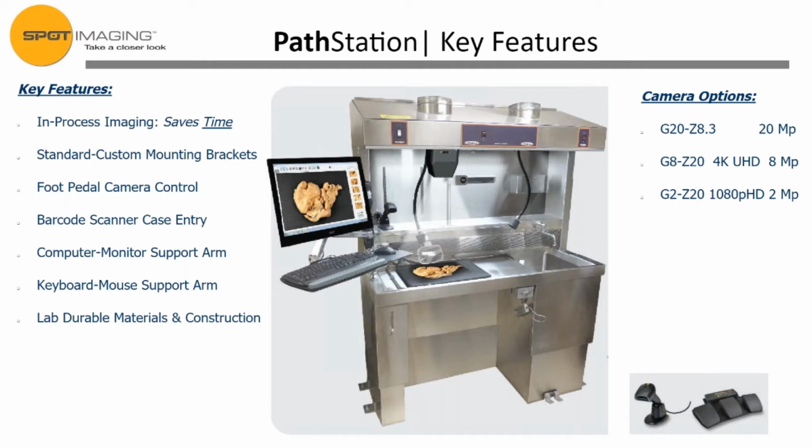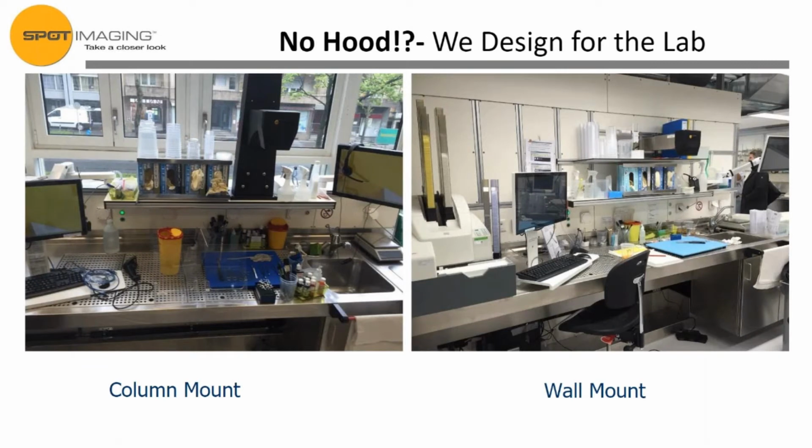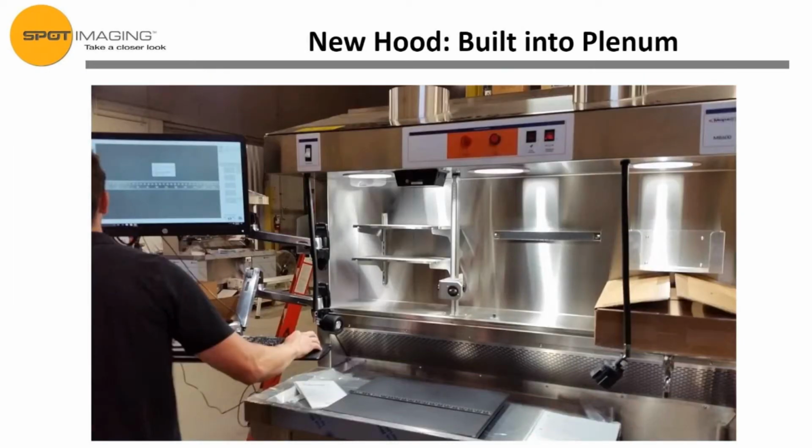Cameras available go all the way from the G20, the G8, and the G2. PathStations fit into existing hoods. This is Mopec, Thermal, the Moratech, or we can customize them to fit the needs of a hood that we haven't seen before. And if you don't even have a hood, we have basically our column mount or a wall mount to put them onto other lab situations. And if you're buying new hoods, we can mount them directly into the plenums if you would like, or if the roof of the plenum is pretty high, we can still hang them below and put them pretty much anywhere you want.